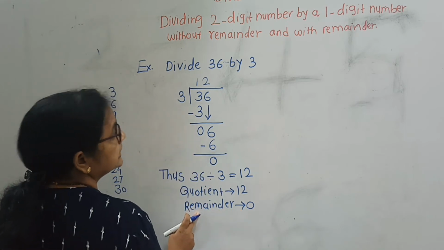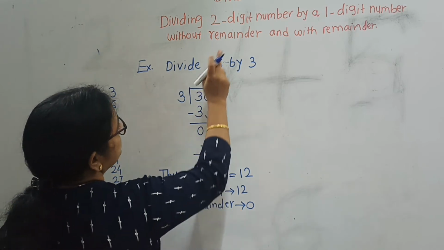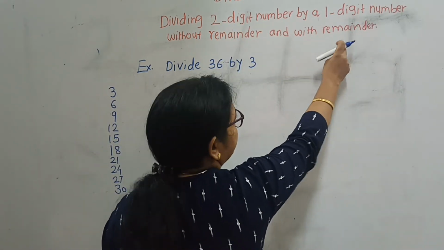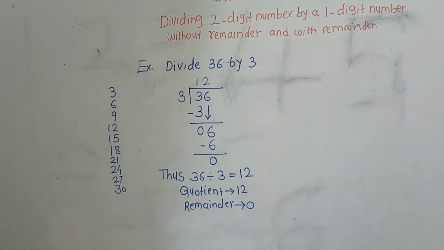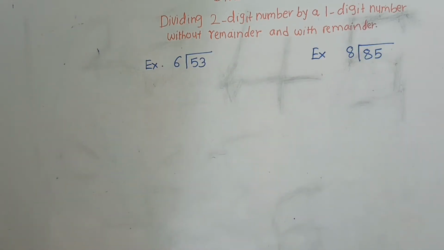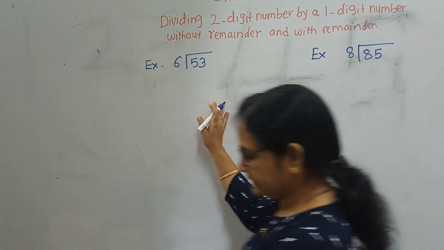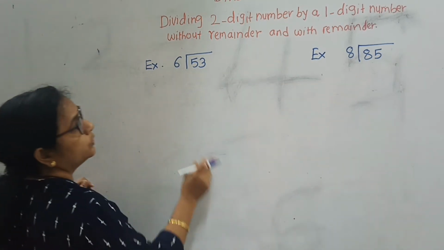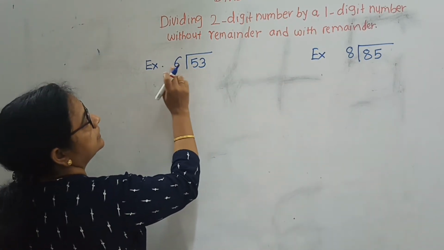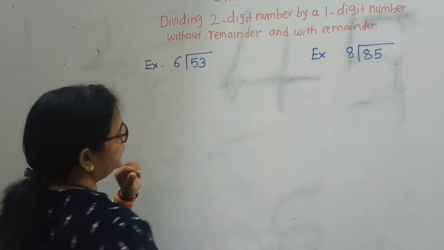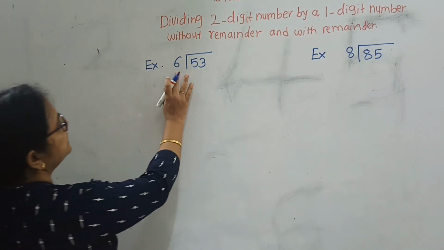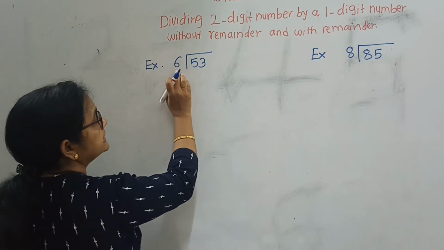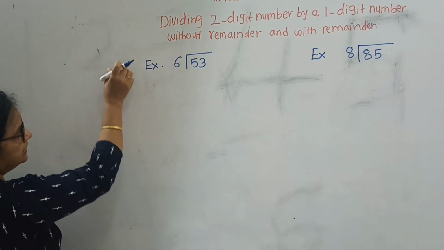Now we will see more examples of a 2-digit number divided by a 1-digit number with remainder. Children, these are examples with remainder: 2-digit by 1-digit, with remainder. See here, 53 divided by 6. If you know the 6 table orally, it's okay. Otherwise, you can write it here.